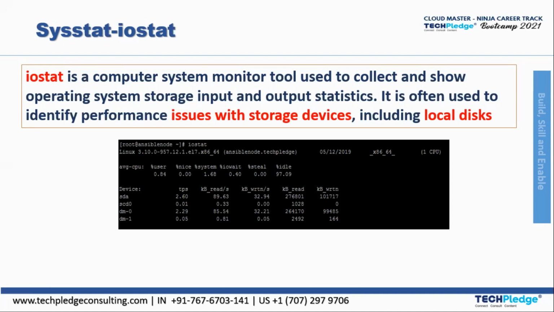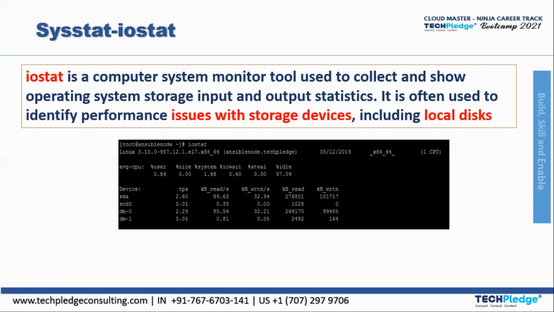And actually iostat is just for monitoring system input and output device loading. iostat is a computer system monitor tool that is used to collect and show operating system storage input and output statistics. The iostat command is used for monitoring input and output device loading by observing the time devices are active in relation to their average transfer rates.